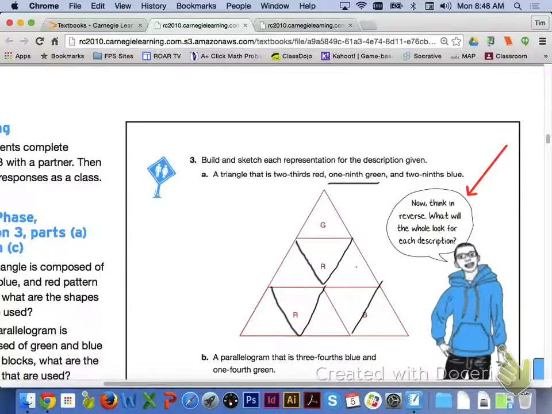If we look then at the next part that we need to have is our 1/9 green. Here's our one green triangle that is going to represent 1/9. And the last piece that we need to have is 2/9 blue. So if we look down here at our rhombus, our blue rhombus is broken up into 2 equal-sized triangles to represent the 2/9. So that is how you have to try and sketch each representation for the description given. So go ahead and do letters B through E with your group members.